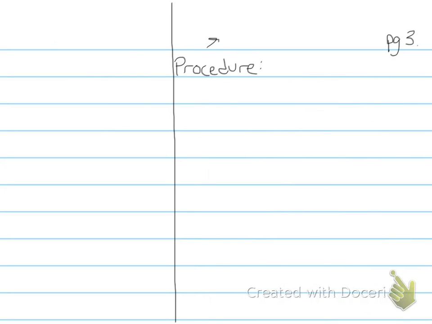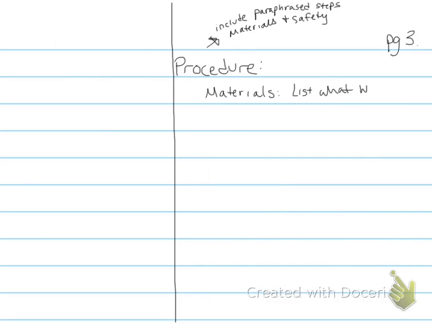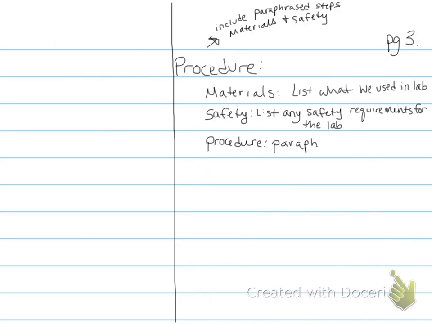Once you've got the background section done, you want to include the procedure. So what you want to do is include paraphrased steps, and materials and safety. So materials in the lab, you're going to list the materials that we used. You're going to list any safety procedures that we talked about that we might need to write down, especially when we start dealing with Bunsen burners and things like that. It's going to be tying our hair back and making sure we don't light our hair on fire.